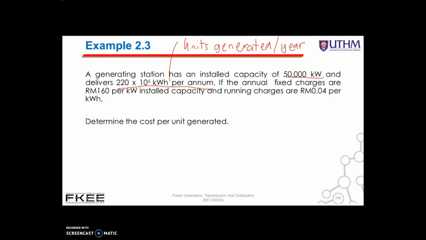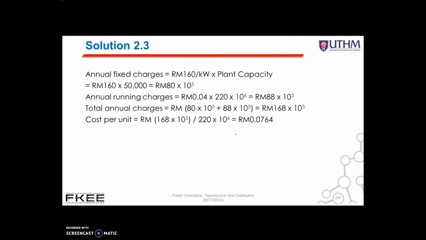Okay, so if the annual fixed charges are 160 ringgit Malaysia per kilowatt installed capacity and running charges are 4 cents per kilowatt hour, determine the cost per unit generated. Okay, so this is the solution of example 2.3. First, you have to calculate the annual fixed charge. The annual fixed charge is given as ringgit Malaysia 160 per kilowatt, so you have to multiply it with the plant capacity. The plant capacity is 50,000 kilowatt, right?